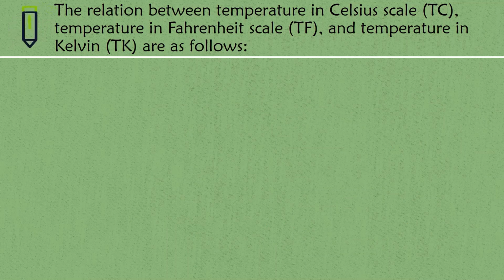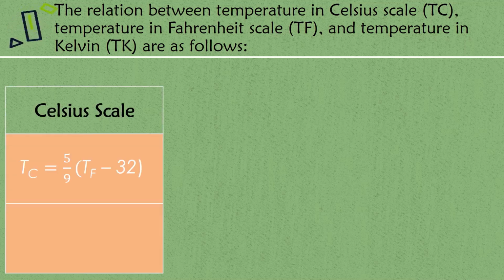The relation between temperature in Celsius scale or Tc, temperature in Fahrenheit scale or Tf, and temperature in Kelvin or Tk are as follows. For Celsius scale, Tc is equal to 5/9 multiplied to the difference of Tf and 32, or Tc is equal to Tk minus 273.15.